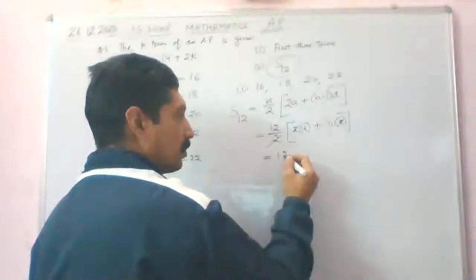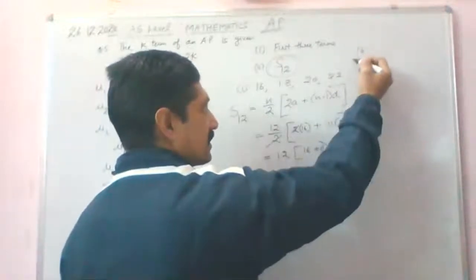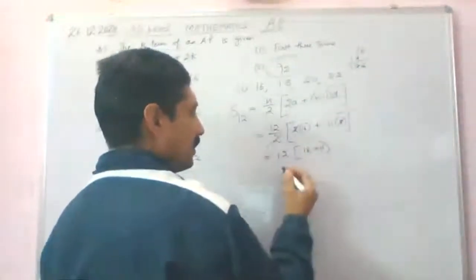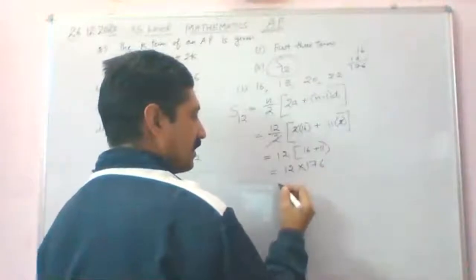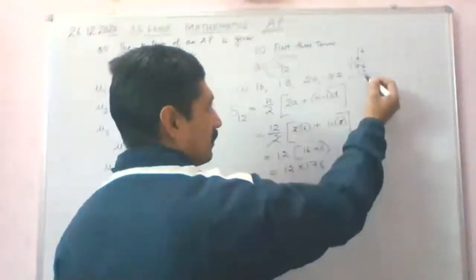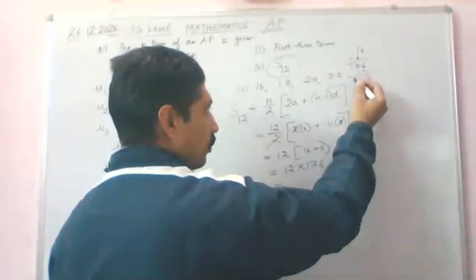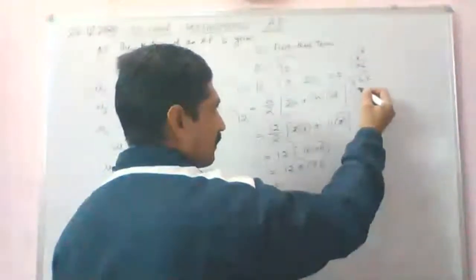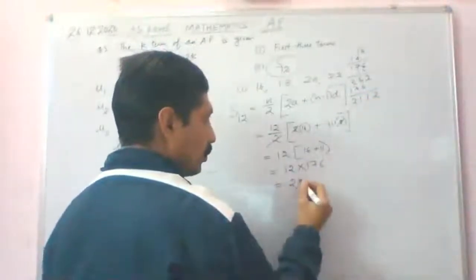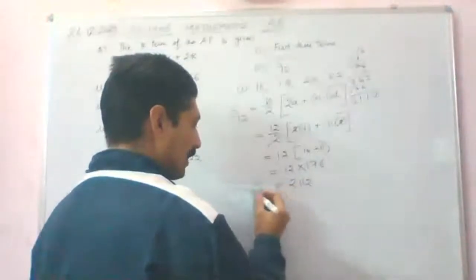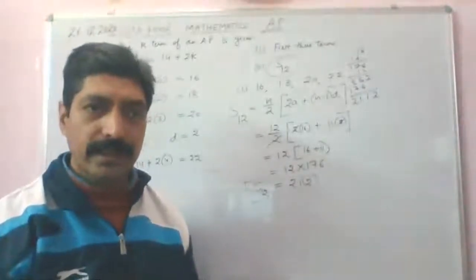And we have left here 12 into, that is 16 plus 11... 16 into 11, that is 176. So here 12 into 176, multiply by 12. So 2, 1, 1, 2. The sum of the first 12 terms is 2112, right?